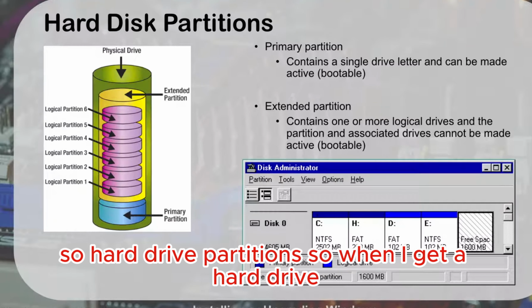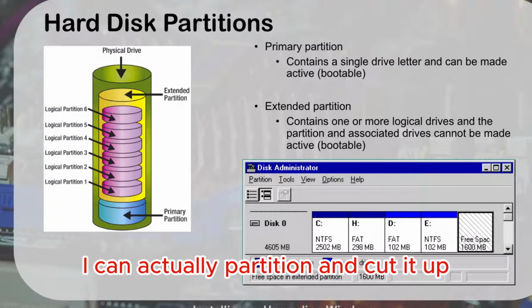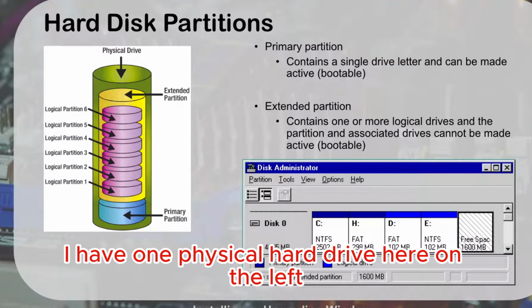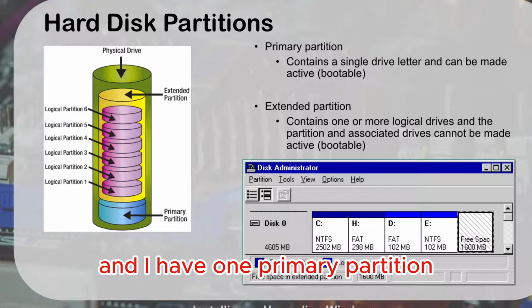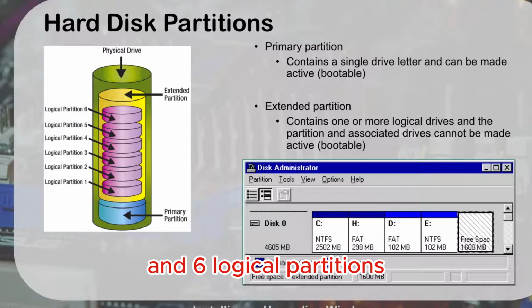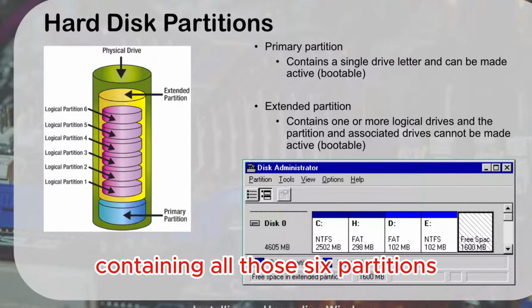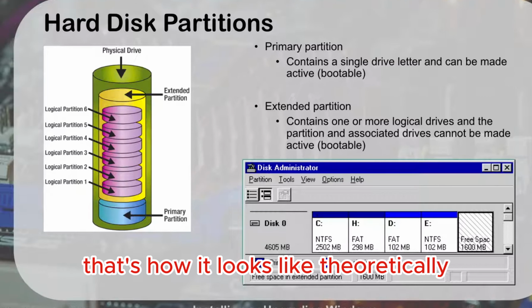So, hard drive partitions. When I get a hard drive, I can partition and cut it up in different ways. As you can see here, I have one physical hard drive on the left, and I have one primary partition and 6 logical partitions. And then there's also this extended partition containing all those 6 partitions. That's how it looks theoretically, okay?